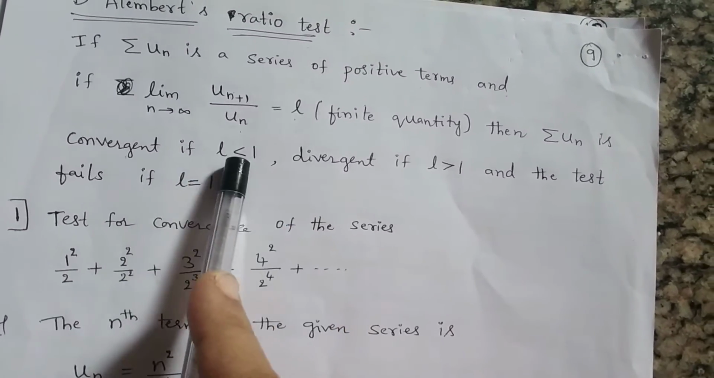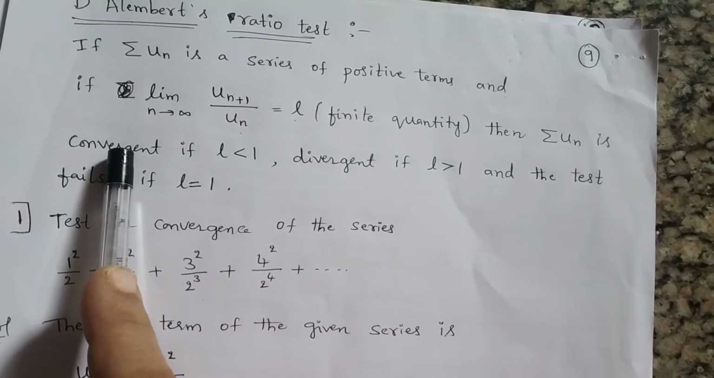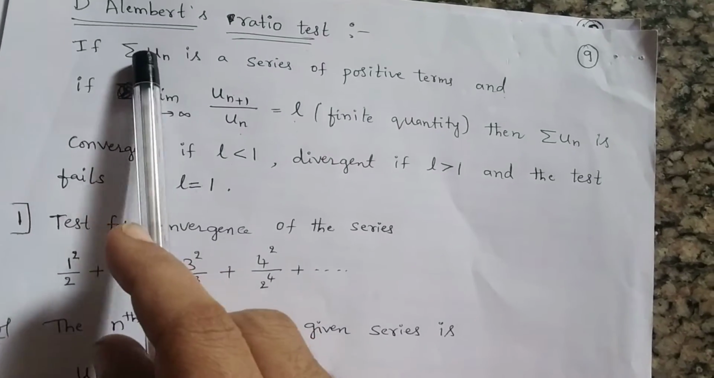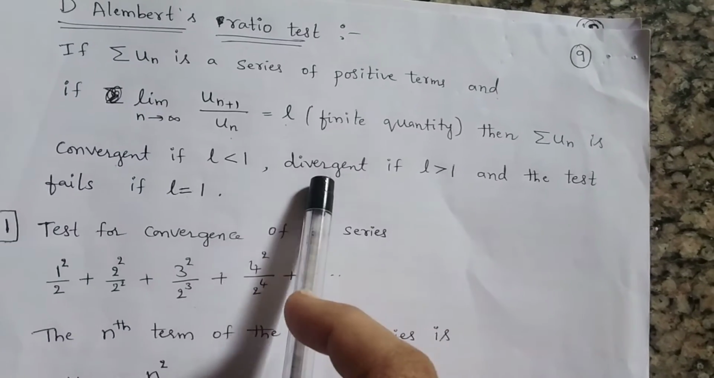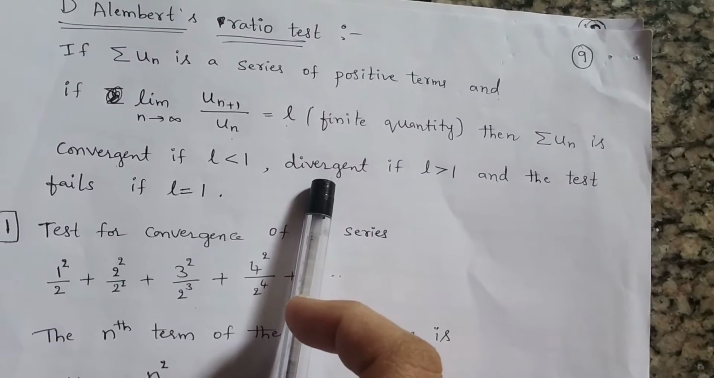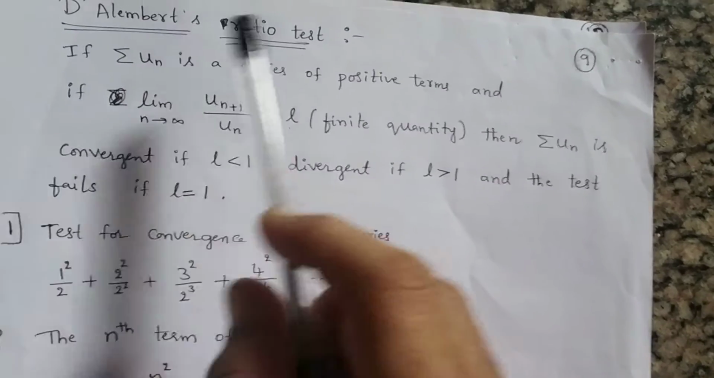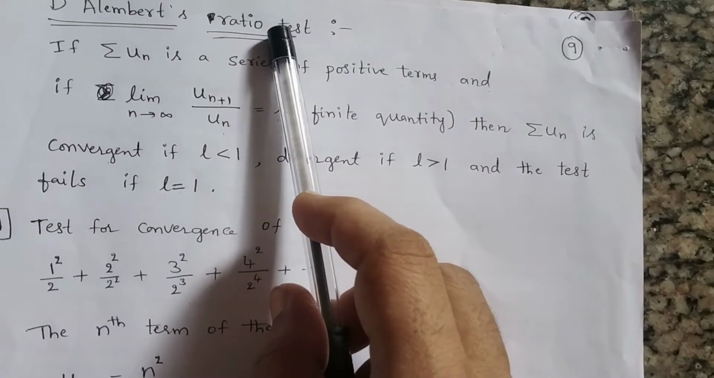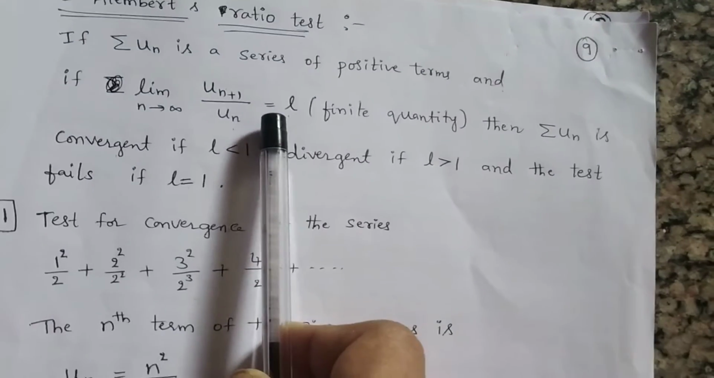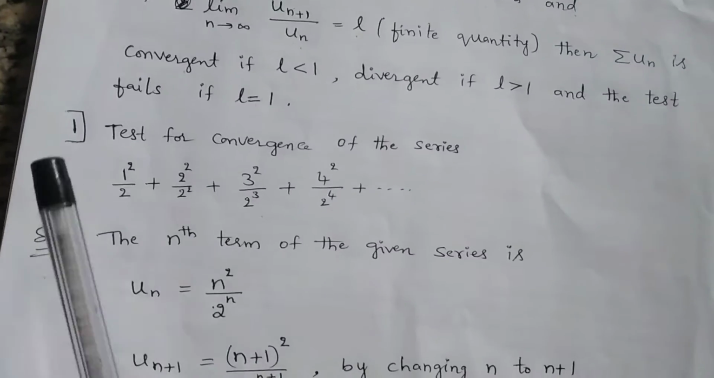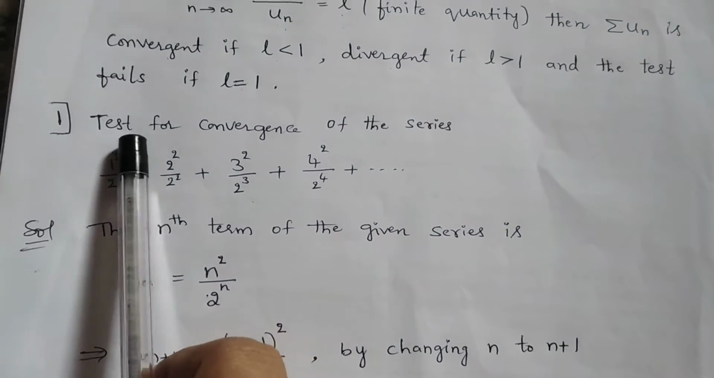If your value is less than 1, we call the given series convergent. If the value is greater than 1, we call the given infinite series as divergent, and we say that this D'Alembert's ratio test fails if the value of L is equal to 1. So now let us move with the problems on D'Alembert's ratio test.